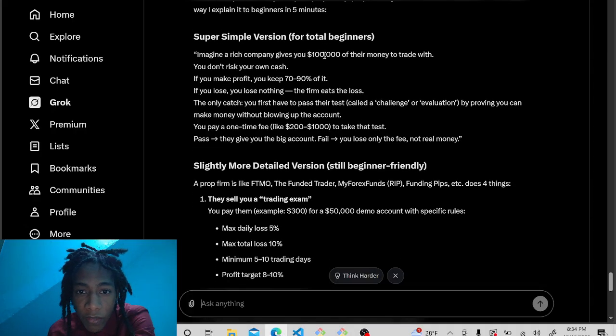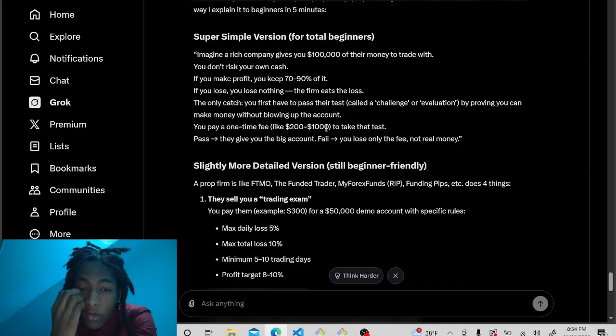For total beginners, imagine a rich company gives you 100,000 of their money to trade with. You don't risk your own cash. If you make profit, you keep 70 to 90% of it. If you lose, nothing. The firm eats the loss. The only catch, you first have to pass their test called a challenge or evaluation by proving you can make money without blowing up the account. You pay a one-time fee like $200 to $1,000 to take that test. Pass, they give you the big account. Fail, you lose only the fee, not the real money.